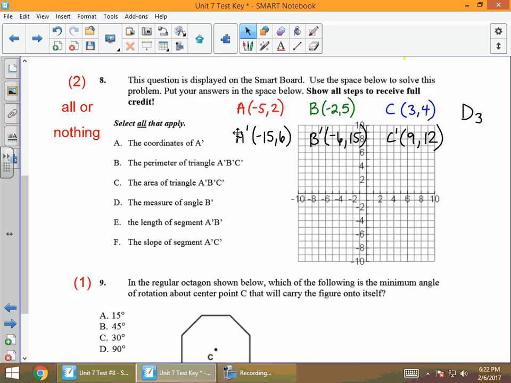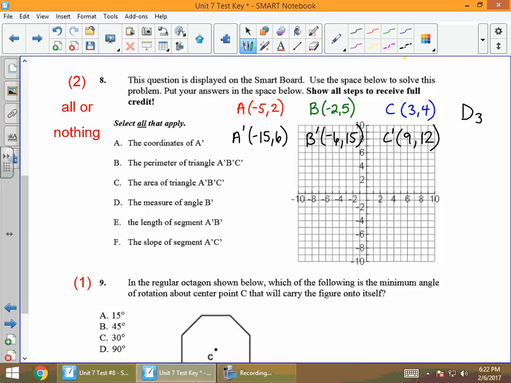So the question becomes the coordinates of A prime. Are A and A prime in the same location? Absolutely not. I can see that A prime is left 15 up 6. So this one is absolutely a no-go. B, the perimeter. Well, no, my image is 3 times larger than the pre-image, so the perimeters will not be the same. The area will not be the same because, again, my second triangle is 3 times bigger than the first.